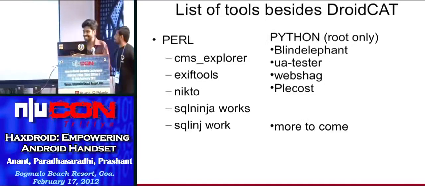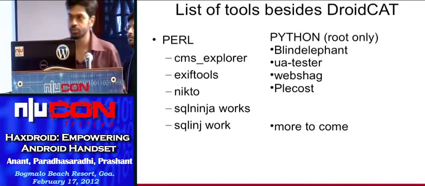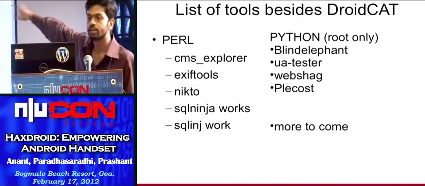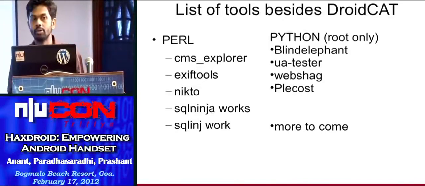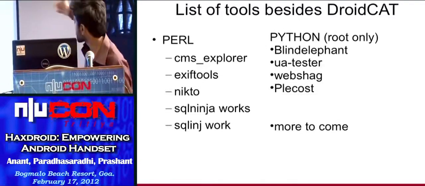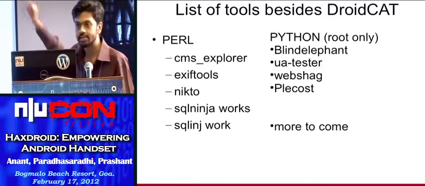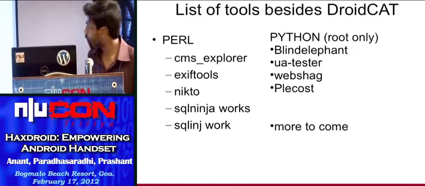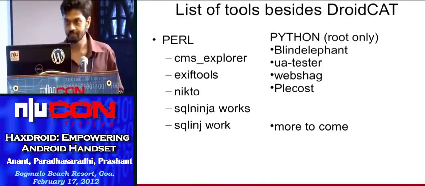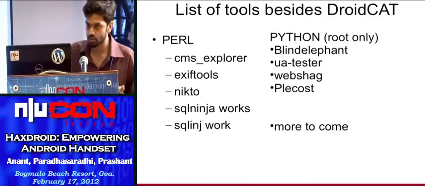Okay. Besides DroidCat, the experiment with Perl standalone shell and Python standalone shell yielded these direct results. Now, these softwares are directly workable without much effort from a normal user's point of view, and we are able to use those tools directly, which includes BlindElephant, UA Tester, WebShag, or Playcost. On Perl's side, CMS Explorer, ExifTool, even Nikto, SQLNinja. More are what we are adding in. Skipfish is one tool which we have cross-compiled successfully. Hping is also cross-compiled properly.